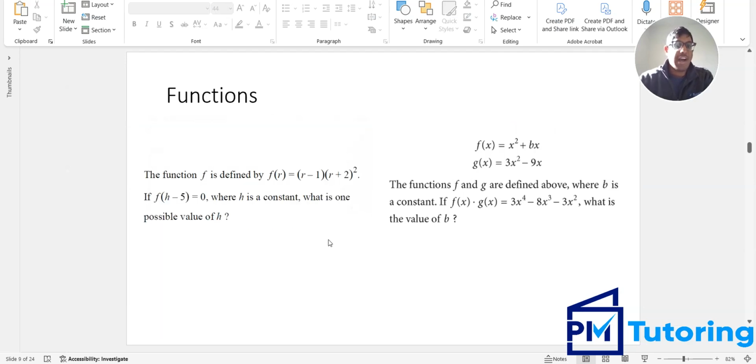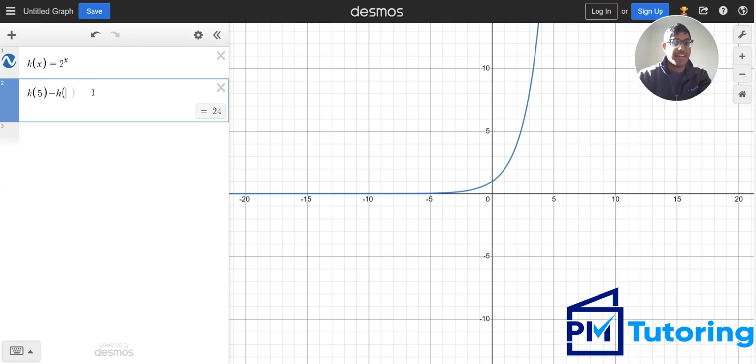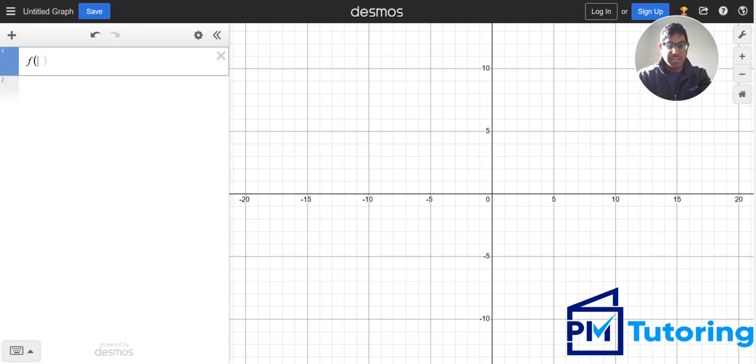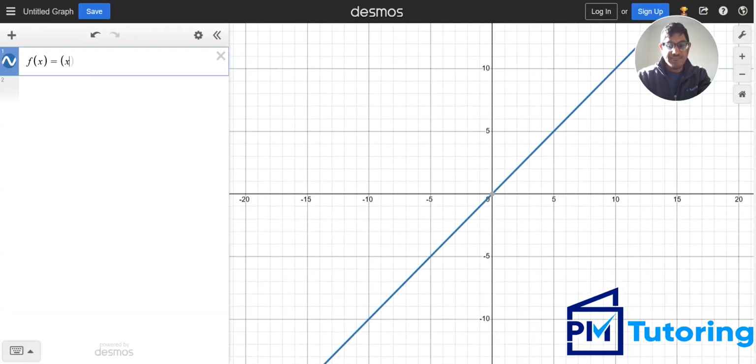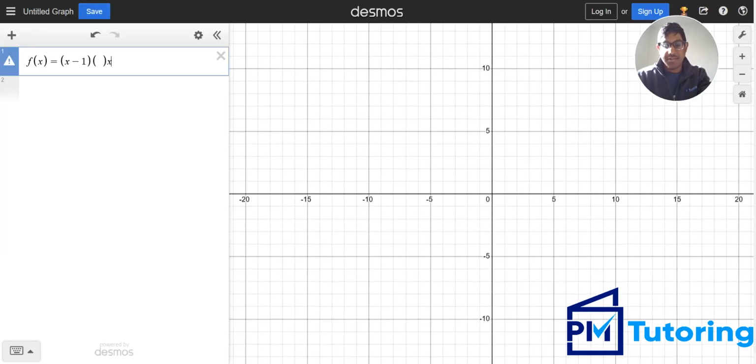Now we can go back to these more complicated problems to give you an example of how powerful Desmos can be, right? Notice all these different variables. The function f is defined by f of r equals r minus 1, and then we got r plus 2 squared. I'm just going to use x for now because whatever's in the parentheses is our input. So we could do this as f of x equals x minus 1, and that's going to be x plus 2, I think it was. Yep, x plus 2 squared. And we accidentally created a backwards parentheses there.